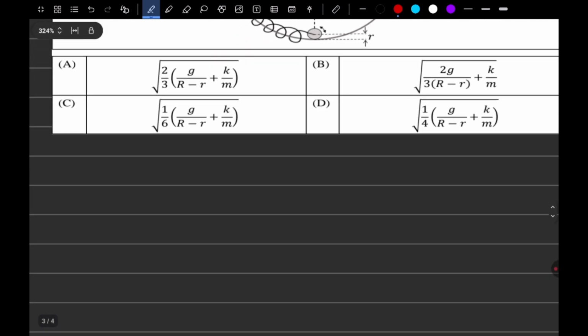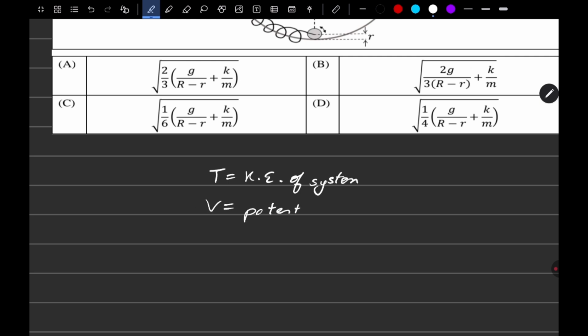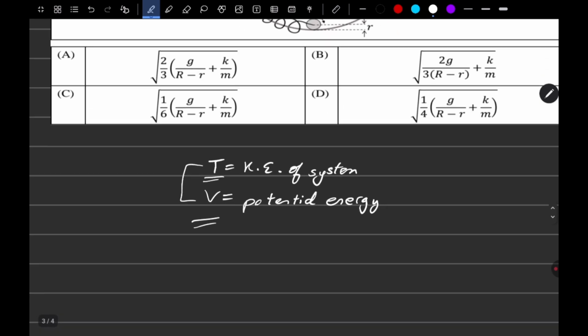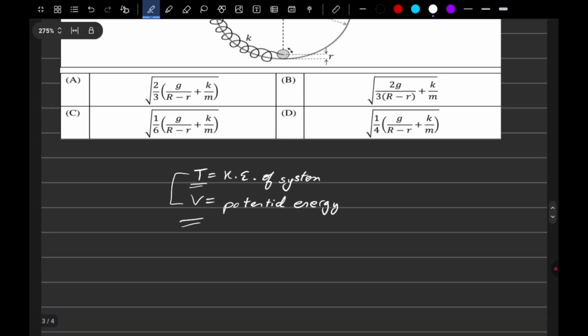And of course you might know that in Lagrangian mechanics you just need to know two things. First is T, the kinetic energy of the system, and V is the potential energy of the system. Once you know these two quantities, you can derive the equations of motion using just these two. So let's just find out the kinetic energy and potential energy for this question.